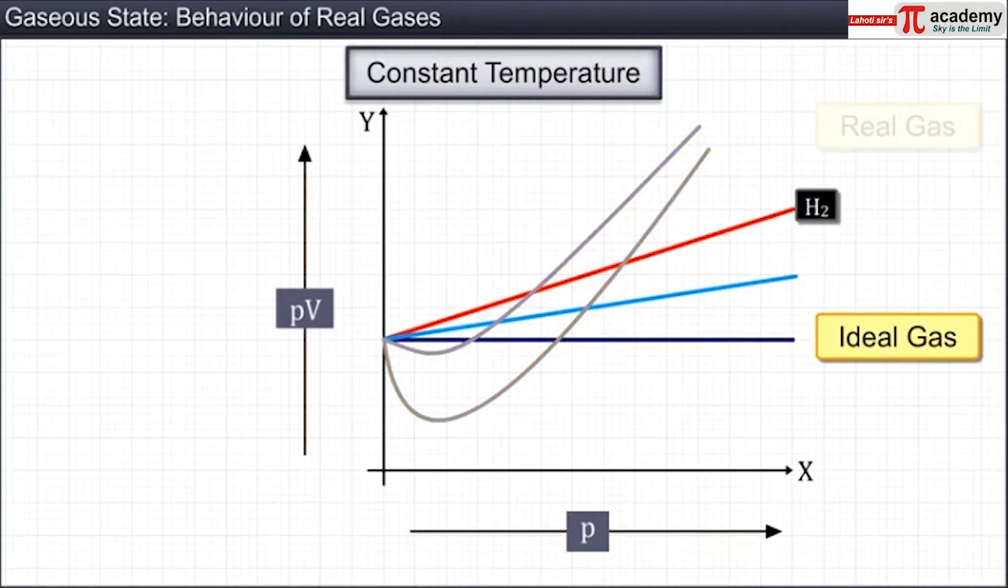The curves for hydrogen and helium, as shown, lie above the ideal gas curve, and these two gases show a continuous increase in PV with the increase in pressure.